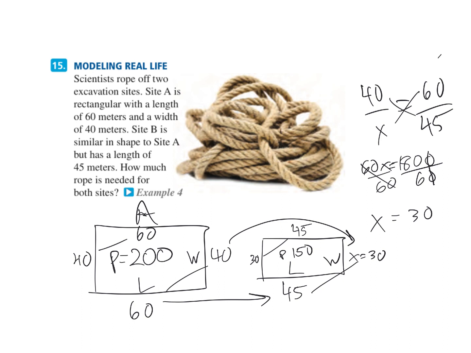So it says how much rope is needed for both sites. Now these are meters here. So you add those two perimeters together. So 200 and 150 makes 350 meters of rope to go around all the sites.